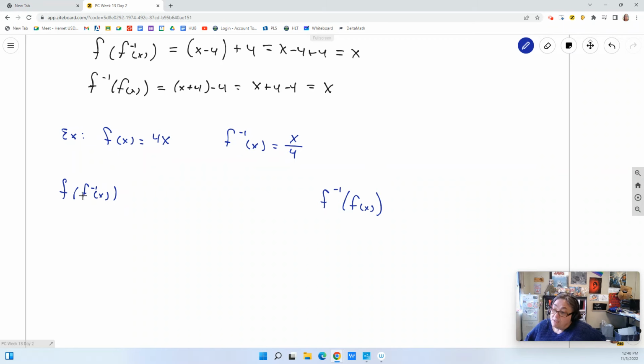And so what this one means is I am going to take this x over 4 and plug it in for x in the 4x, right? So I am going to take 4 times x over 4. And if I get x back, it's an inverse in the one direction, and then I'm going to have to prove it in the other direction. So this is going to give me 4x over 4, and then these would cancel, and I'd just be left with x. So I know we're good in that direction.